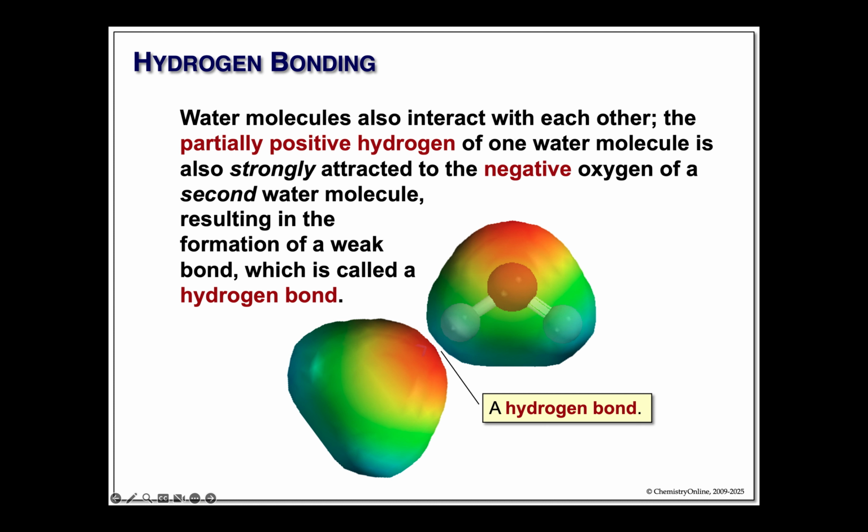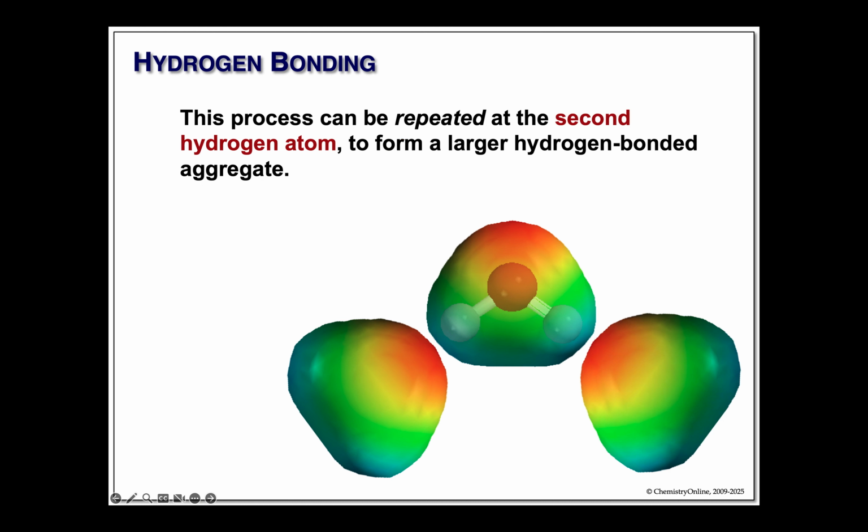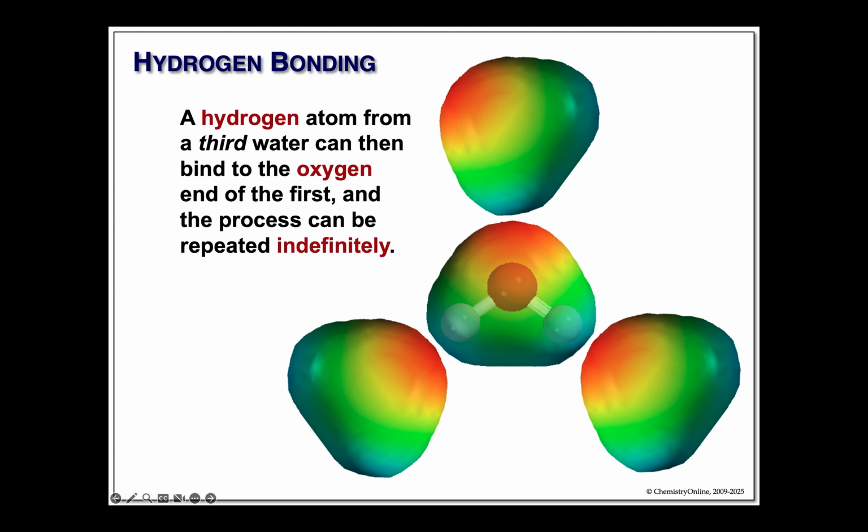So we can form one here. We can bring another water molecule up here, form another one here. Remember, we have two lobes of electrons on the top. Bring in another water molecule on top, and we can actually form two hydrogen bonds on this side.